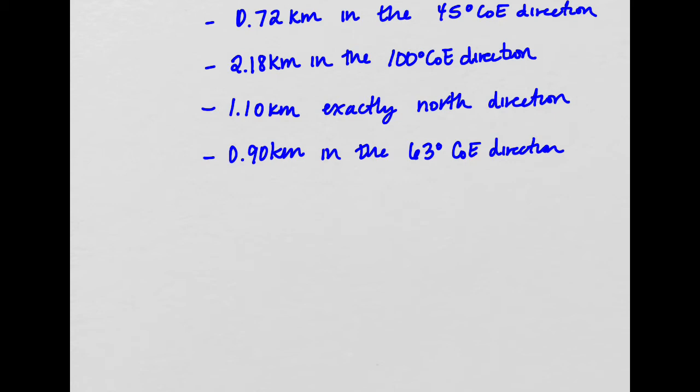So we have 0.72 kilometers in the exactly 45 degrees counterclockwise of east. So this is 0.72. All right, then from there, I'm going to change colors and go to green. So we're going to call this A, B, blue, C, and we'll do purple for D. All right. So that's A.